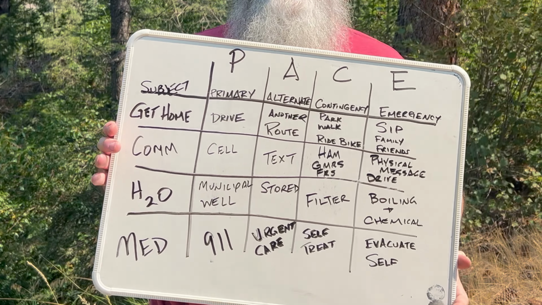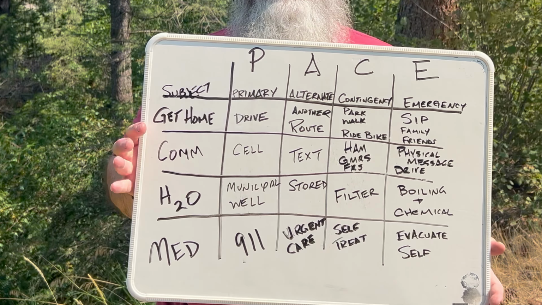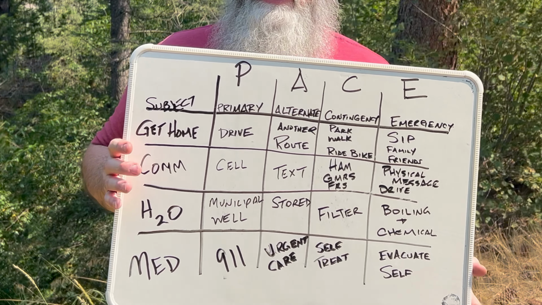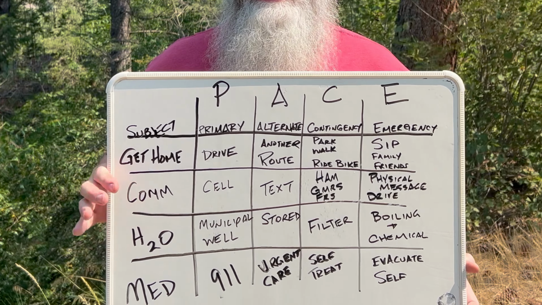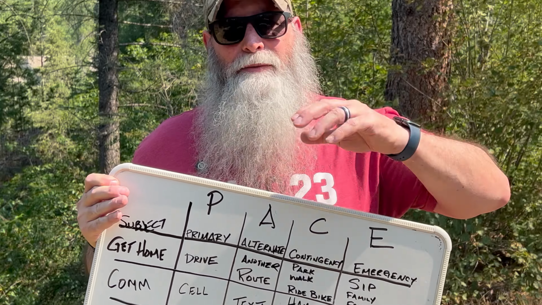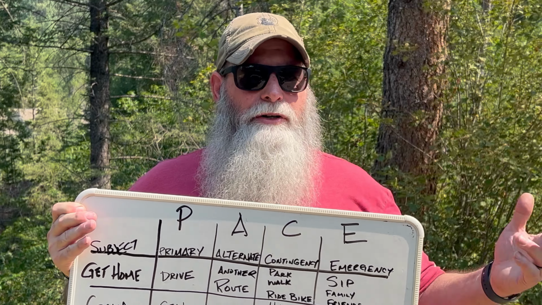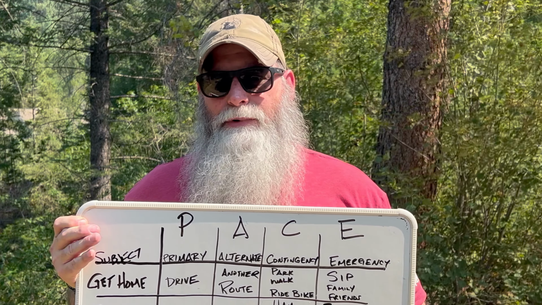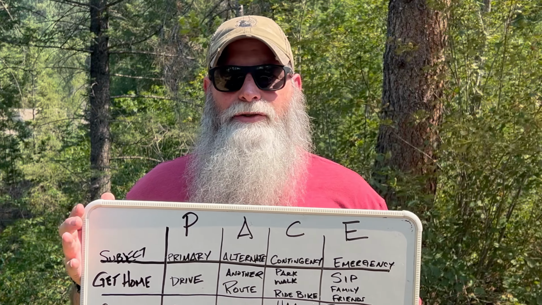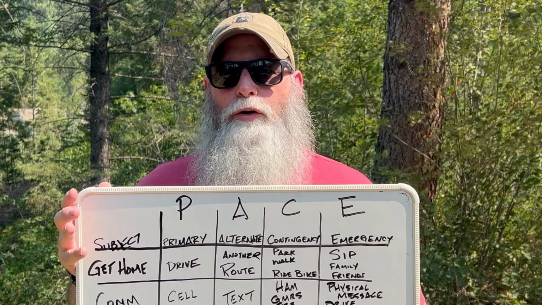Another one of my favorites is actually medical. Your primary could be call 911. Your alternate could go to urgent care. Your contingency could be self-treatment with training and supplies. And then emergency could be evacuating yourself, request outside assistance, improvised transport. Again, no single point of failure.